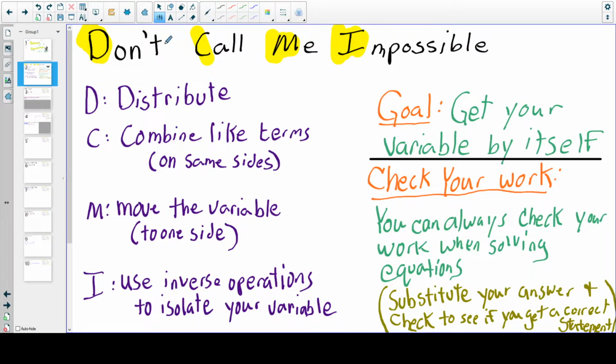Ms. James and I came up with this acronym, Don't Call Me Impossible, DCMI. And this is just a reference. If you're ever stuck solving an equation, you can always refer back to this and it will always get you to your answer. The letters that are highlighted stand for different things. D stands for distribute, C is to combine like terms on the same sides, M stands for move the variable to one side, and I is to use inverse operations to isolate your variable. If you follow this reference, you'll always get to your answer.